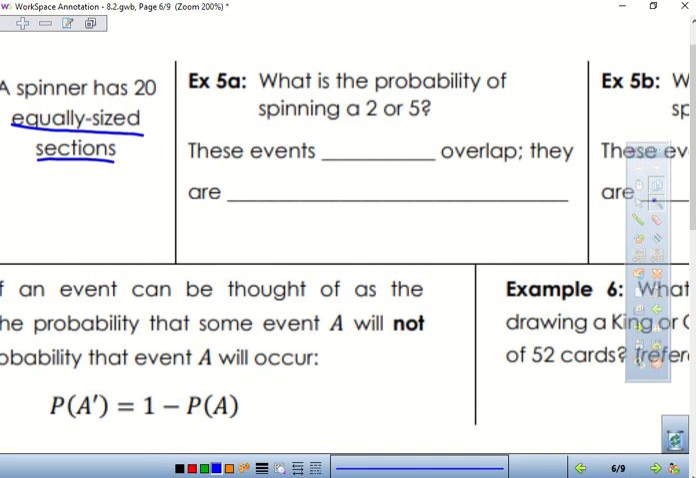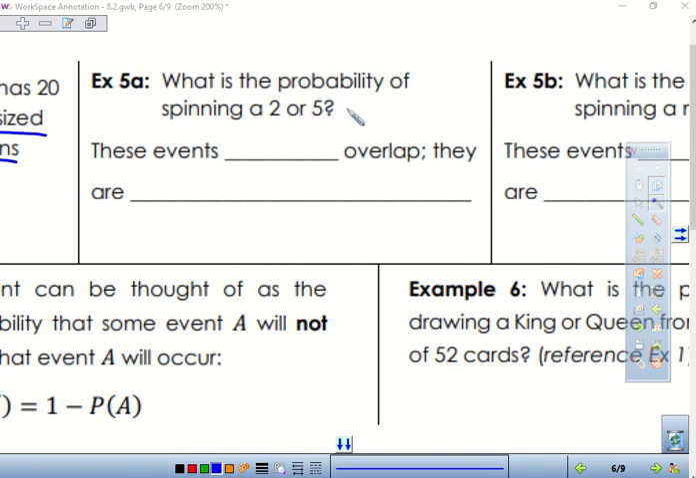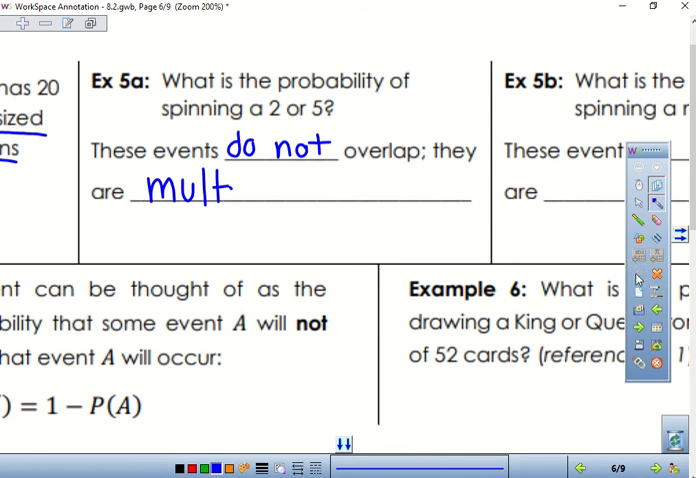So we're going to talk about this one, and what it means. What is the probability of spinning a 2 or a 5? Well, we're not going to calculate it again, but do these events overlap? Do they affect each other? No, these events do not overlap. You can't do those two things at the same time, which means they are mutually exclusive, okay? I can't spell today. I was going to write mutually exclusive.